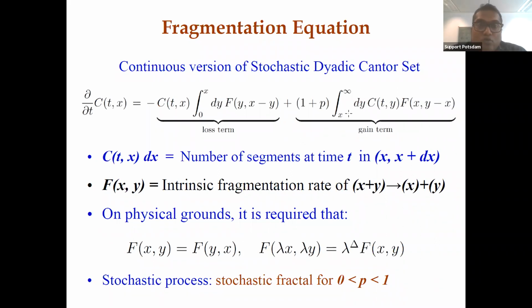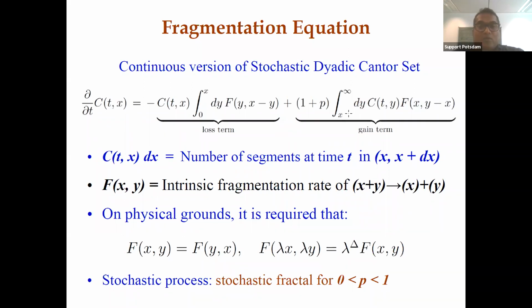So with that, I go on to what is called the fragmentation equation. Therein, it's actually a continuous version of the stochastic dyadic Cantor set, and in this case particularly it's a binary fragmentation equation. You have some parts that split into two. It's a stochastic process, because you don't know which part will split and where. This kind of fragmentation equation, as you might know, is used in polymer physics and polymer chemistry to study polymer degradation.